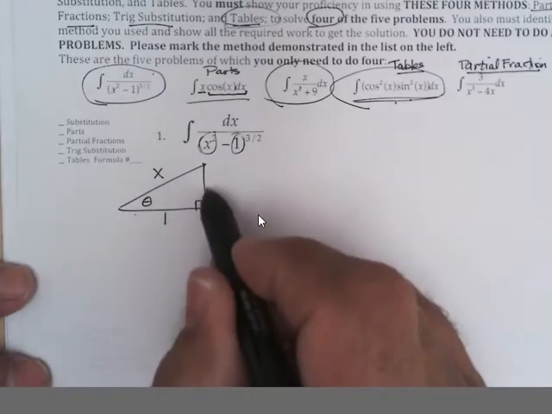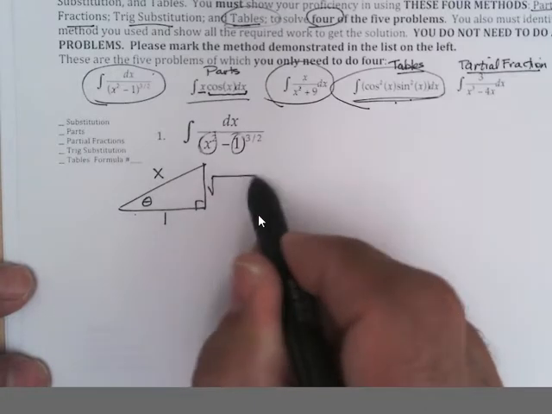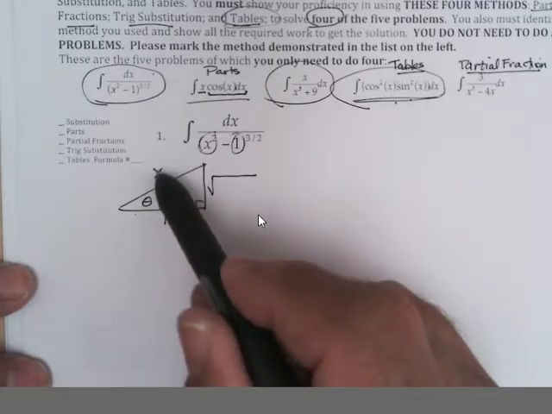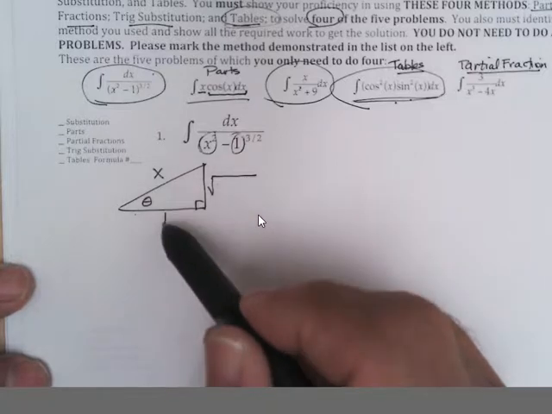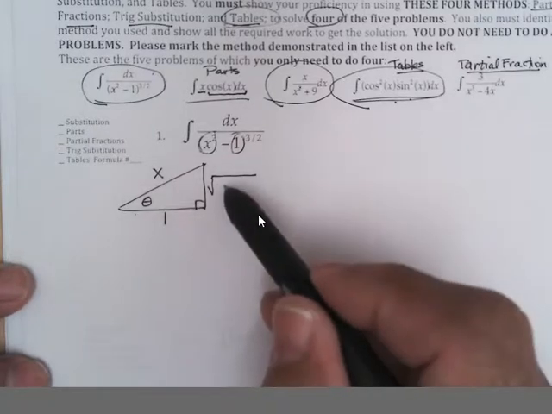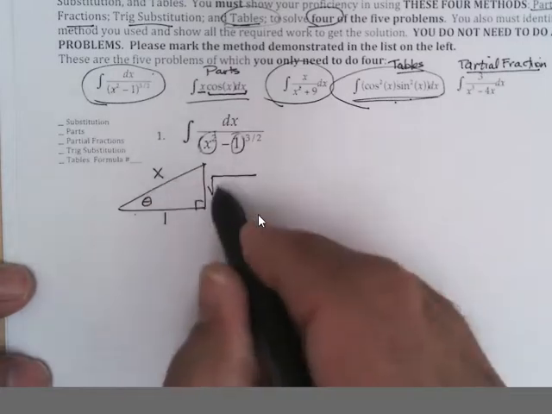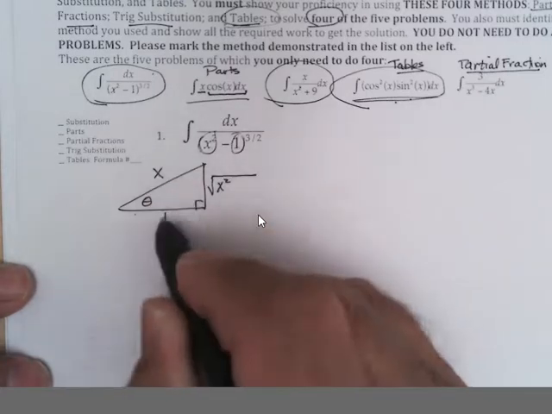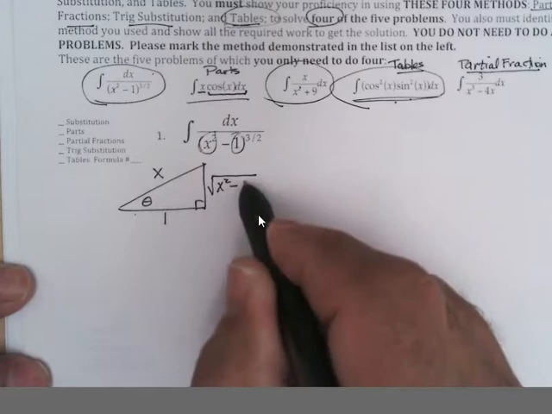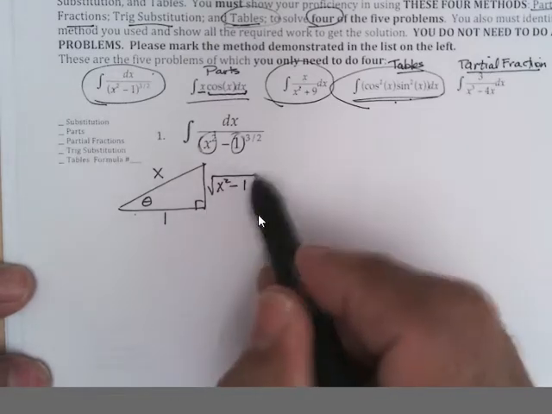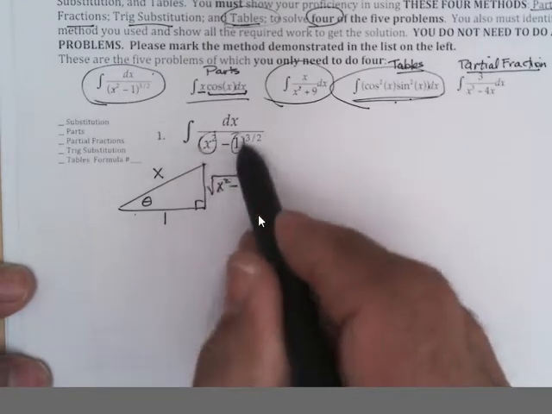Now what happens to be this side? Well, according to Pythagorean theorem, leg squared plus leg squared equals hypotenuse squared. So the hypotenuse squared minus a leg squared is the other leg squared, if you take the square root. So we got x squared, the hypotenuse squared, minus a leg squared, minus 1 squared, which is 1, and then the square root is the other leg. That matches this.